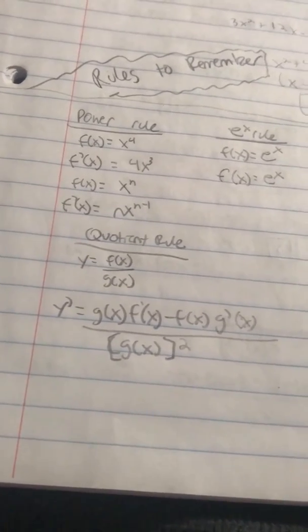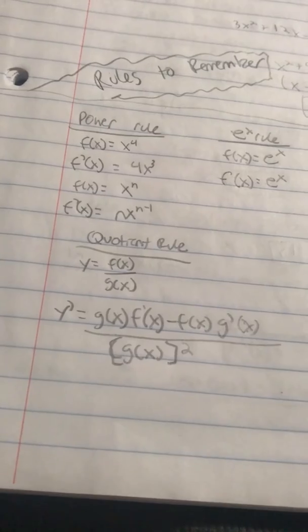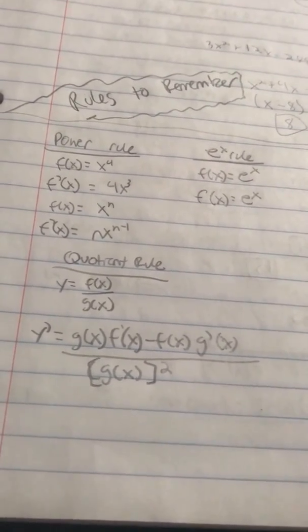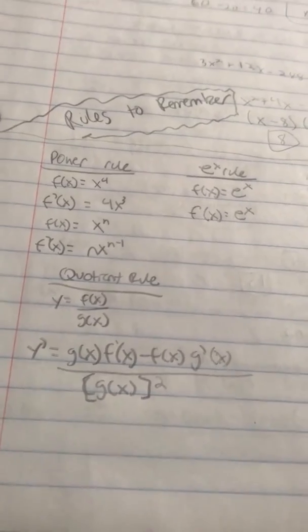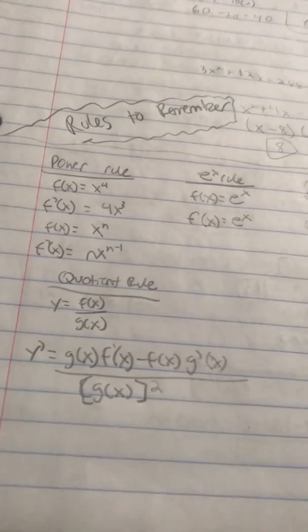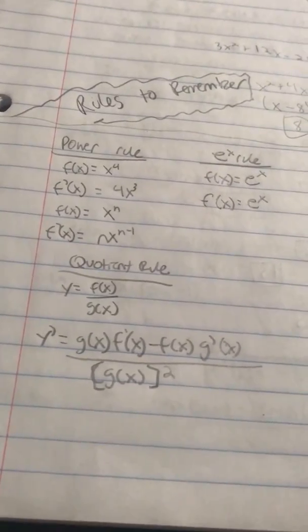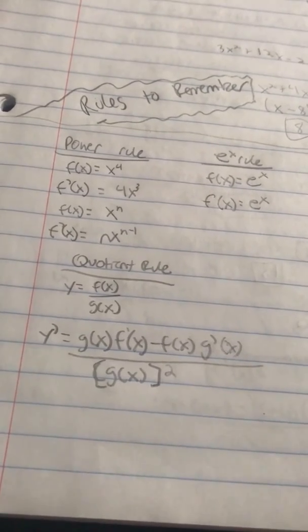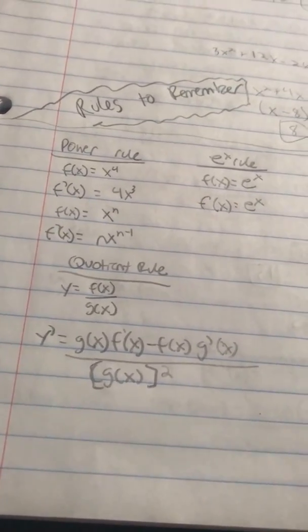So basically, the bottom term times the derivative of the top term, low d high, minus the top term times the derivative of the bottom term, high d low. And as we took our first quiz on this, that was definitely one thing that I don't know if I would have remembered that rule as well as I did without that shortcut.